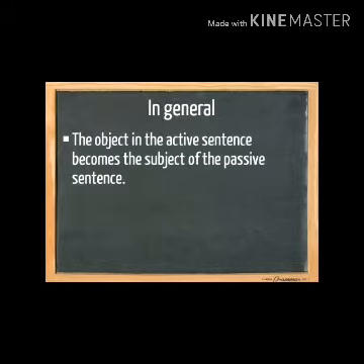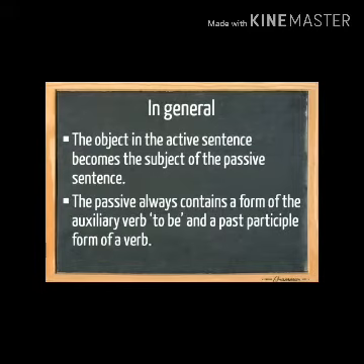When we want to change an active sentence into a passive, as I already said, the object of the active sentence becomes the subject of the passive sentence. The passive always needs to contain a form of the auxiliary verb to be and a past participle. Remember, the English language has regular and irregular verbs. So for the regular verbs, a past participle is made by adding ed to the base form of the verb, or we use its own unique form. So for instance, take, took, taken, that would be a past participle, taken.